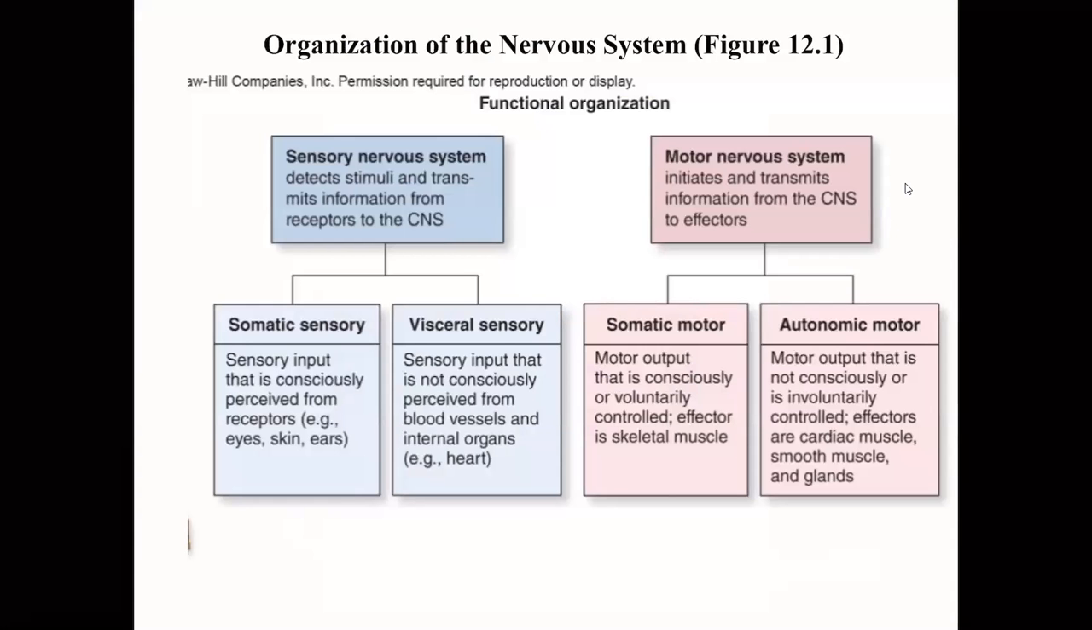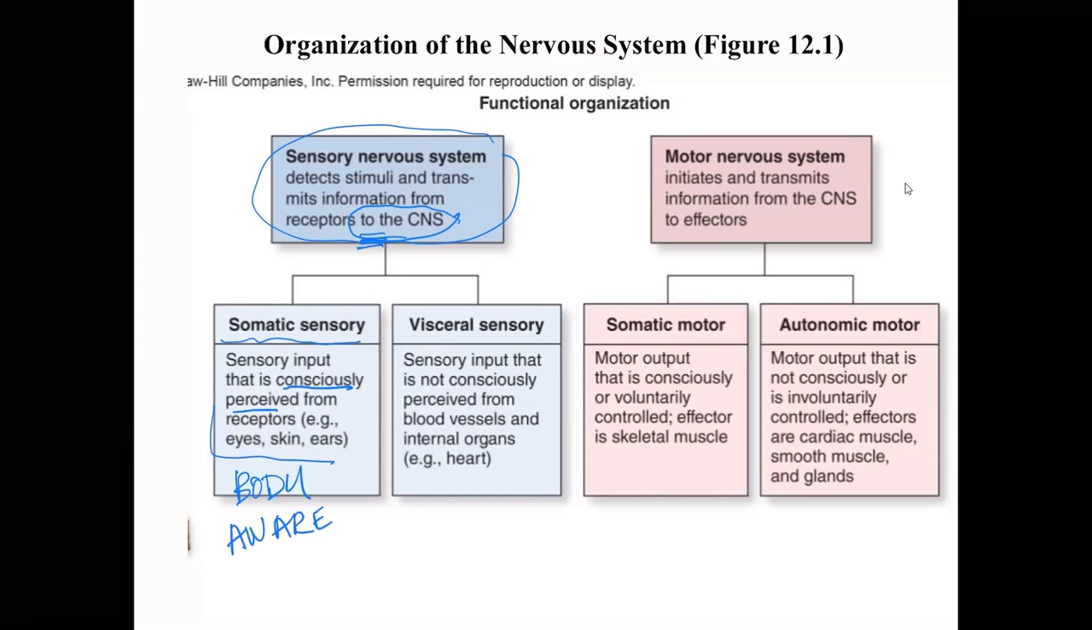Now they have it all organized in the book to show you how it's all laid out. So this is a nice way to see it. Sensory is going to detect the stimulus and take the information to the CNS, so it's going to the brain and the spinal cord. Now there's two parts of it. There can be somatic sensory, so that means it's coming from the body, and you're consciously perceiving it. So that means you're aware of it.